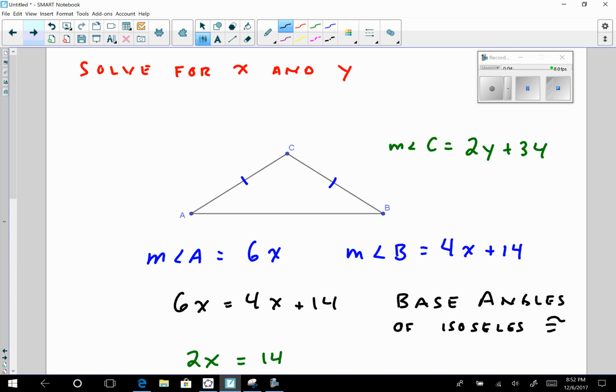Here I have an isosceles triangle, certainly given in the diagram that AC is congruent to CB, given from the congruent dashes. And I have that the measure of angle A is 6x. So this angle is 6x. The measure of angle B is 4x plus 14. And the question asks me to solve for x and solve for y.